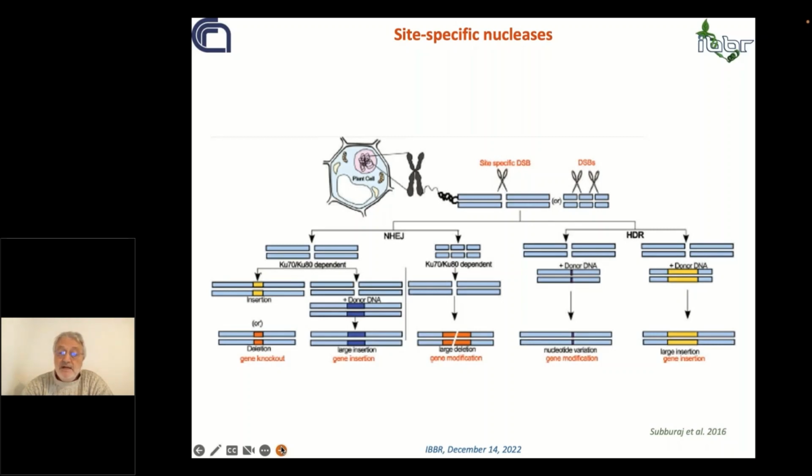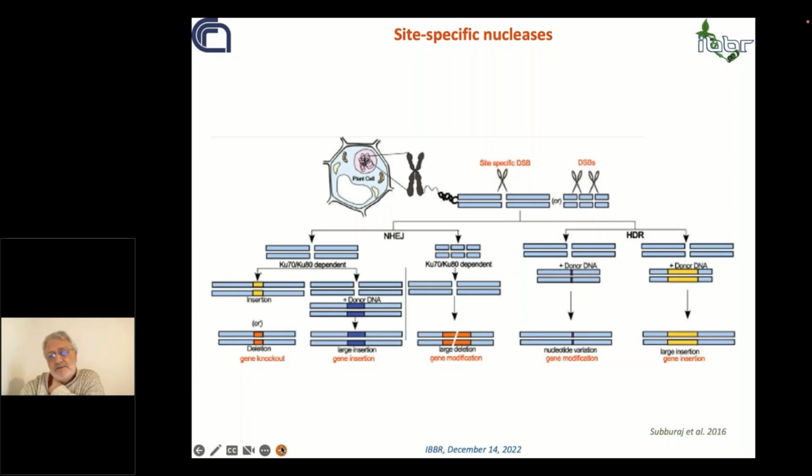Repair mechanisms are induced, and usually, at least in the nuclear genome of plants, they are based on non-homologous end joining, on the left of this slide. Non-homologous end joining repair usually induces random mutations based on short indels, or, in case you add a donor DNA, you can also have some gene insertion, or, if you have multiple cuts, a large deletion.